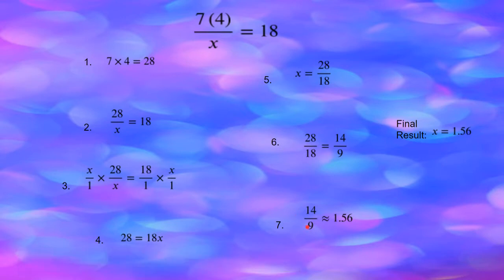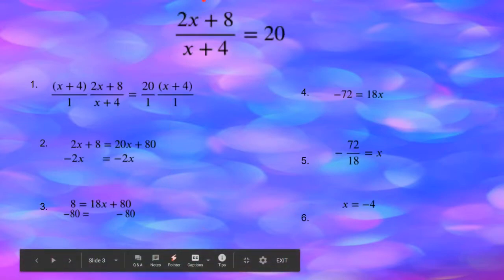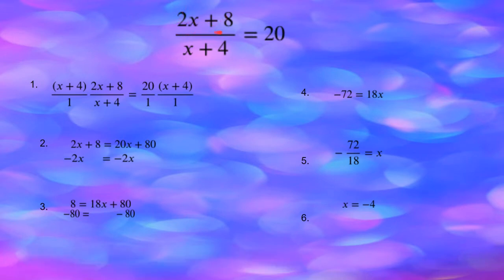Okay. A little more of a complex problem. So say you have 2x plus 8 over x plus 4 equals 20. The first thing you want to do is, anything in the denominator, we have x plus 4. We want to multiply both sides by x plus 4 so that we get rid of it on this side and we have x plus 4 on this side too.